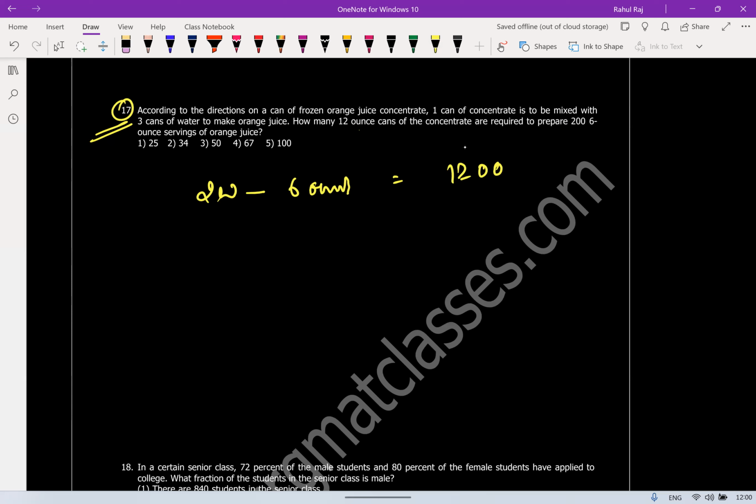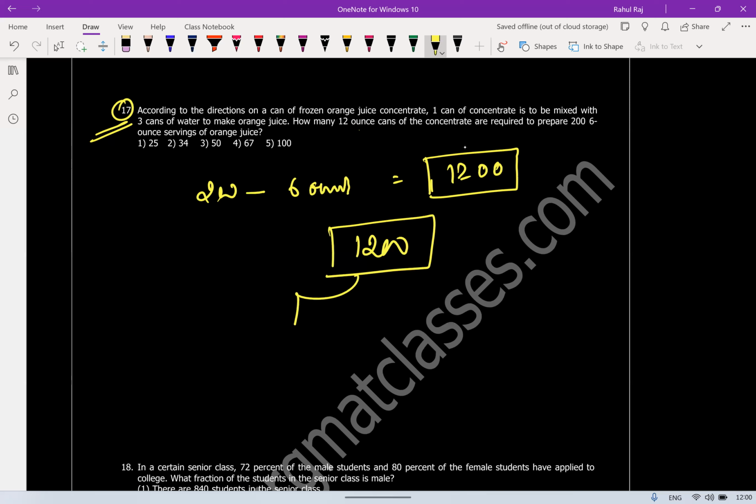It means each serving contains 6 ounces of juice. So there are 200 servings. So total orange juice is 1200. I hope I'm very clear. Now there are 1200 orange juice. In this 1200 orange juice, how many concentrates and water is there? It's a ratio of 1:3. It means 300 concentrate and 900 water. Anyone, any problem here till now?